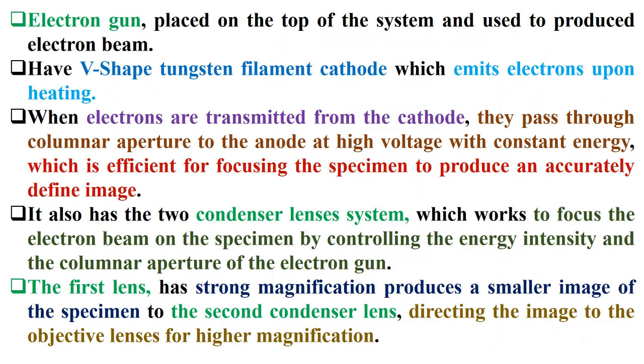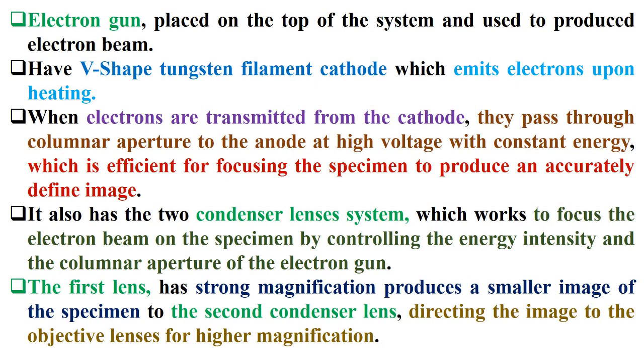In detail, the electron gun, placed on the top of the system and used to produce the electron beam, has a V-shaped tungsten filament cathode which emits electrons upon heating. Therefore, when electrons are emitted from the cathode, they pass through a columnar aperture to the anode at high voltage with constant energy, which is efficient for focusing the specimen to produce an accurately defined image.